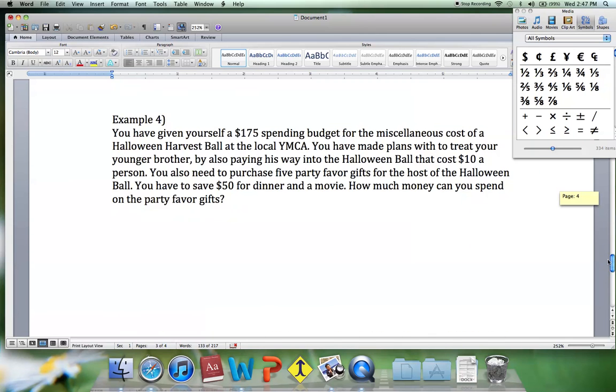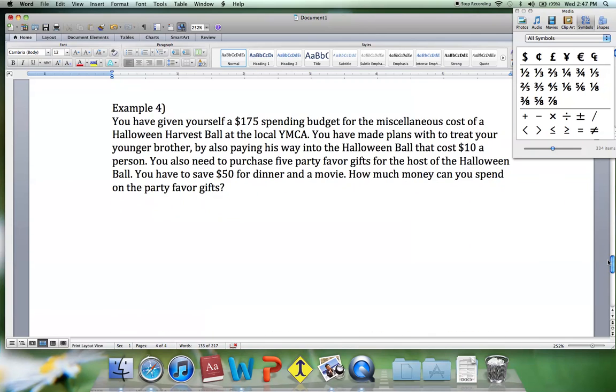All right, our final example is a really long example, and I've put a lot of words in there to help keep you on your toes. You have given yourself a $175 spending budget for the miscellaneous cost of a Halloween harvest ball at the local YMCA. You have made plans to treat your brother by also paying his way into the Halloween ball, and that costs $10 a person. You also need to purchase 5 party favor gifts for the host of the Halloween ball. You have to save $50 for dinner and a movie. How much money can you spend on the party favor gifts?